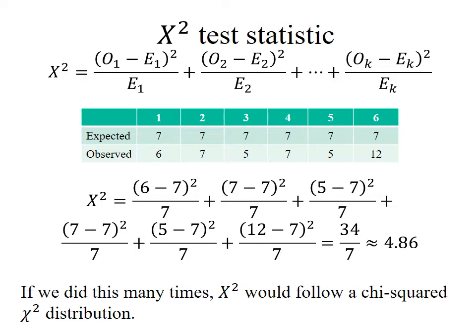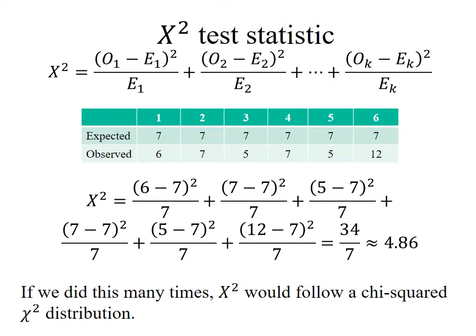So in the first case, I would expect 7 1s. I only got 6 of them. So I do observed minus expected, 6 minus 7. Well, it's a difference of -1. -1 squared is +1. Then I divide it by my expected value, which was 7. And then I do this for each of my 6 categories.